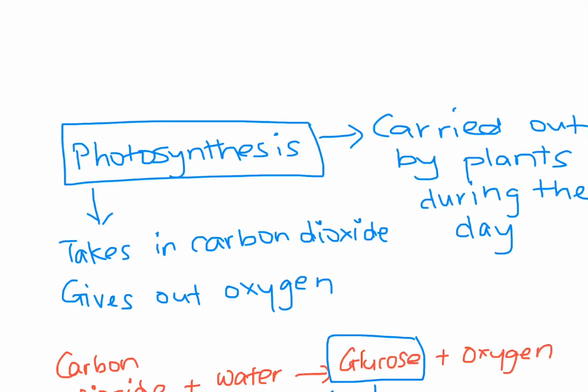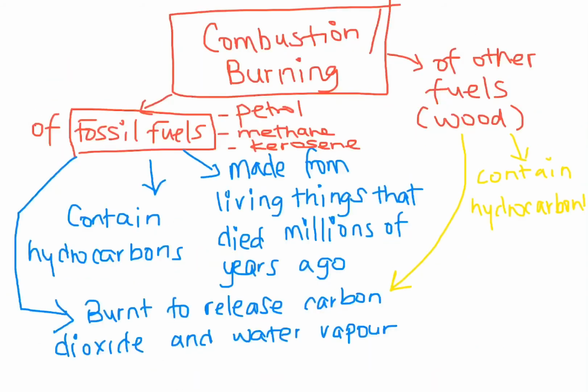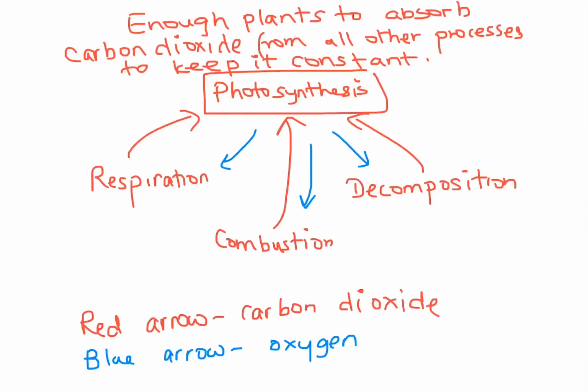Hi everyone, so we're going to see the carbon cycle in more detail. So you've seen that the carbon cycle consists of four main processes, which are photosynthesis, respiration, combustion, and decomposition. So let's see each one of those.